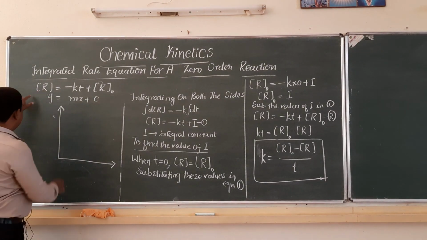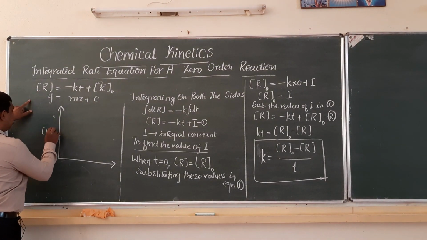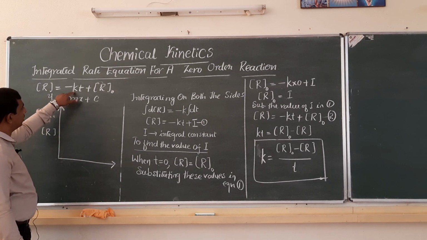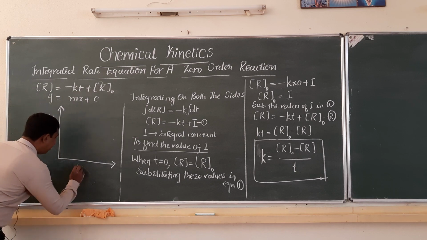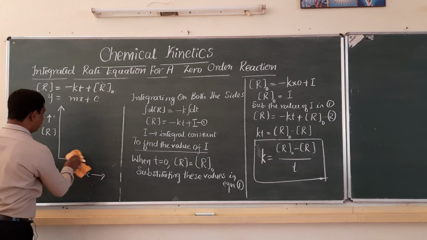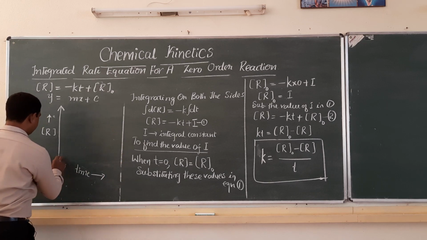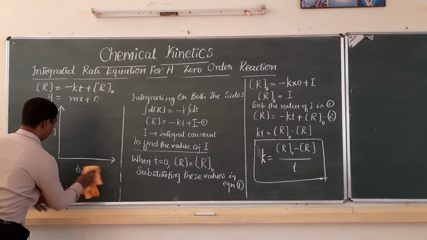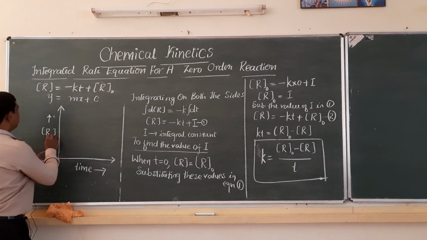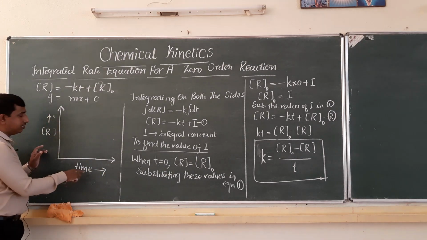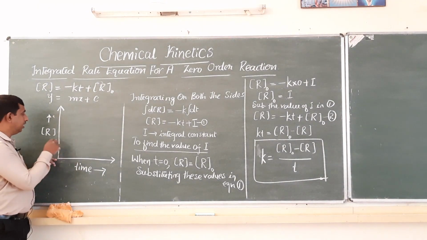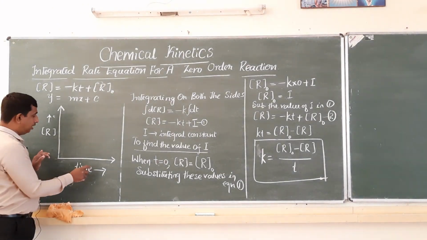Here y is r, correct? So concentration of the reactant is taken along the y axis. What is m? The m value is minus k, and the x value is t. So time is taken along the x axis. Concentration of the reactant is taken along the y axis, time is taken along the x axis. It is a y versus x graph, that is, concentration of the reactant versus time graph.